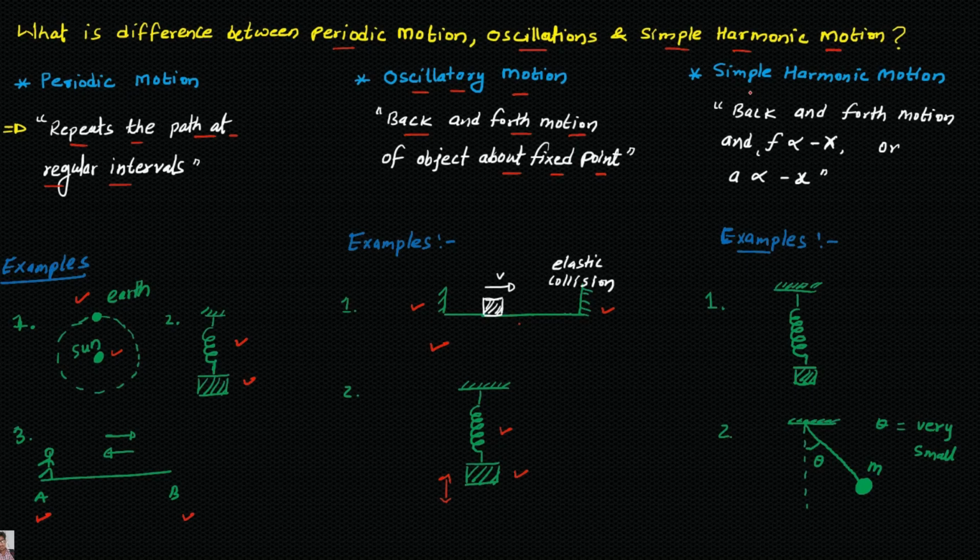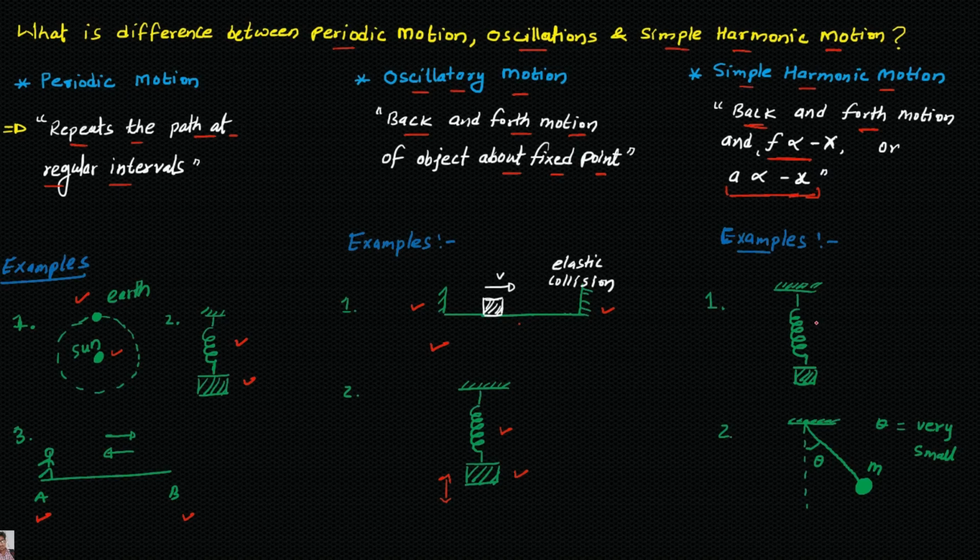Now the third type of motion is simple harmonic motion. Simple harmonic motion is a subset of oscillatory motion. In this, we are adding one extra condition: force should be proportional to the negative of displacement, or in another way, acceleration should be proportional to the negative of displacement. And the second condition, that back and forth motion about some mean position should be there, is also here. So this is simple harmonic motion.